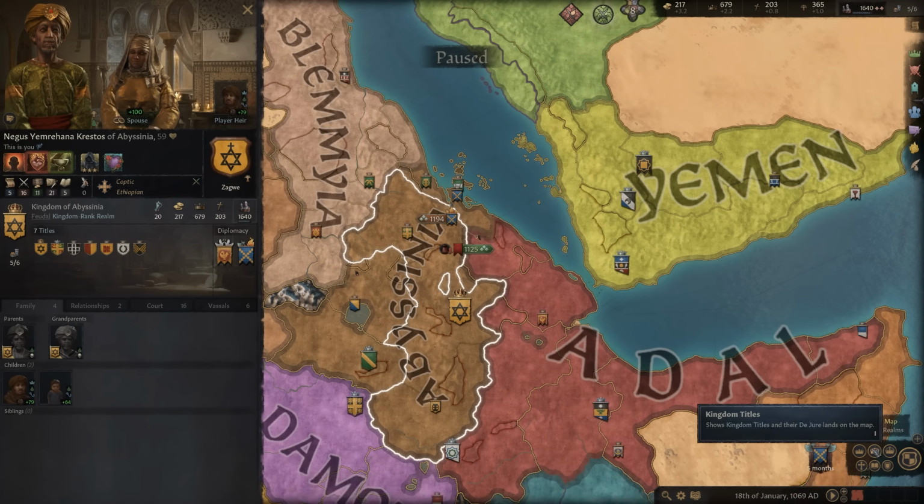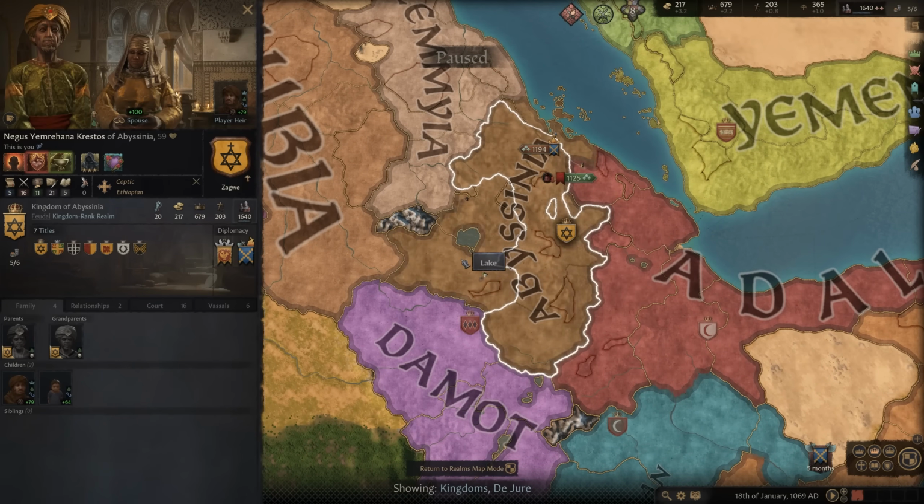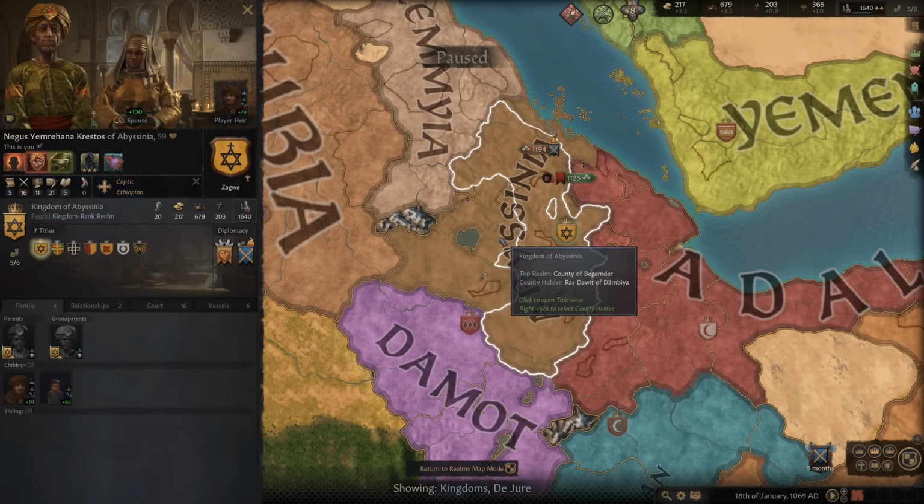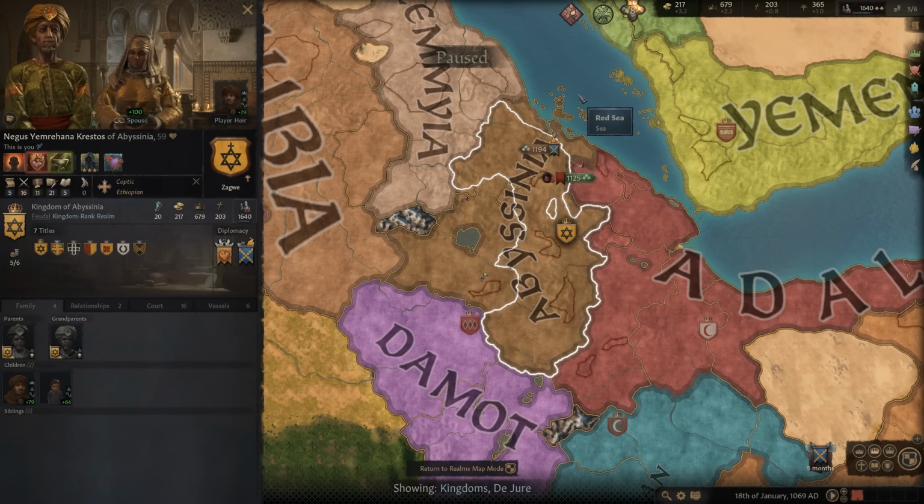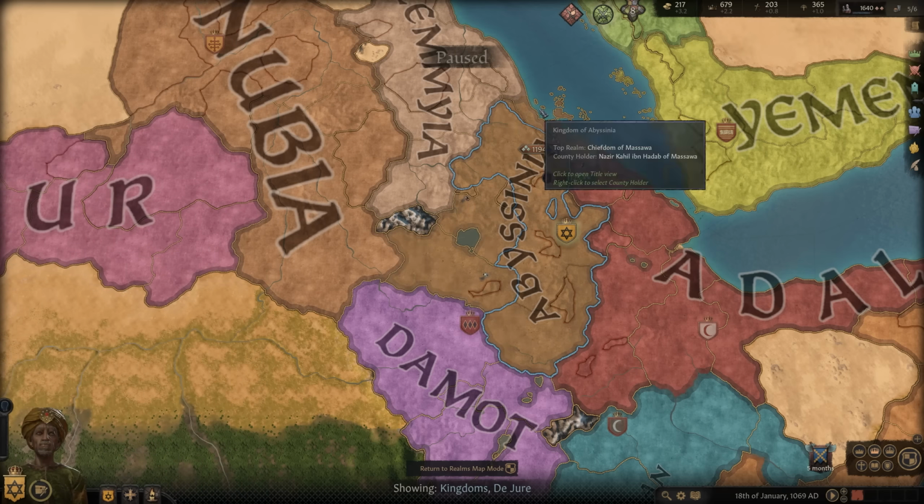Now if I switch this to the kingdom tile, this gives me basically the right to these two lands, portions of land over here and up here. So through that, I can acquire those goods. Now, the other way is through a holy war.